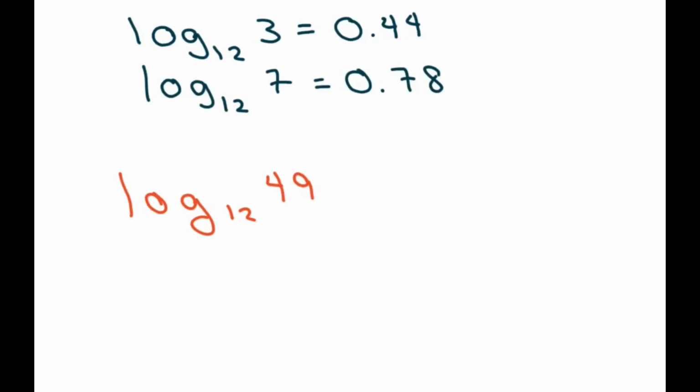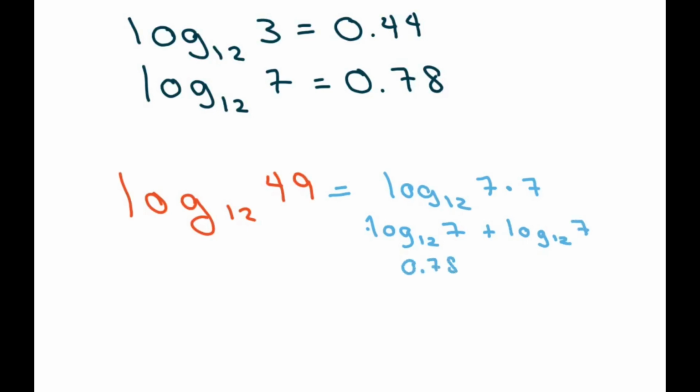The next one is this one. So I can write this one of two ways. I can write this as log base 12 of 7 times 7, which would be log base 12 of 7 plus log base 12 of 7. So that's going to be 0.78 plus 0.78 using the product property. And so that's going to give you 1.56.